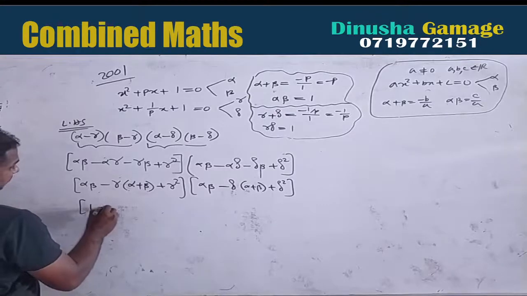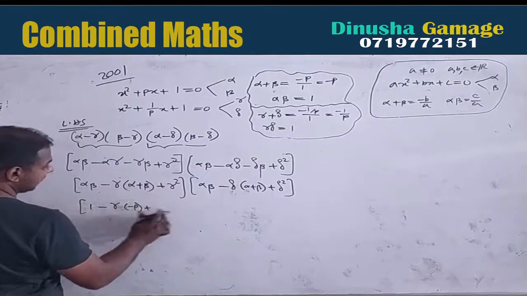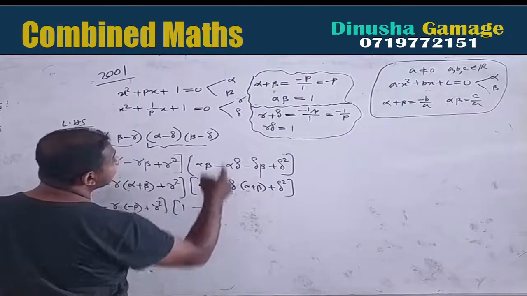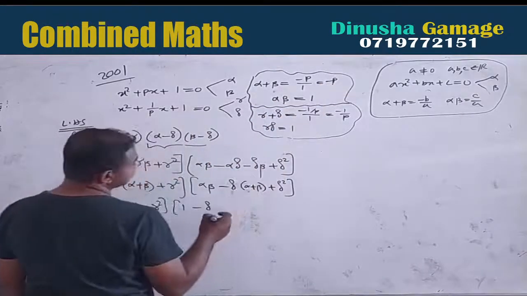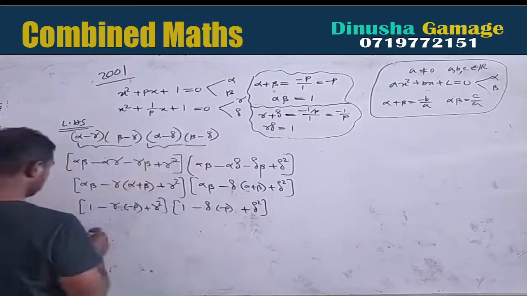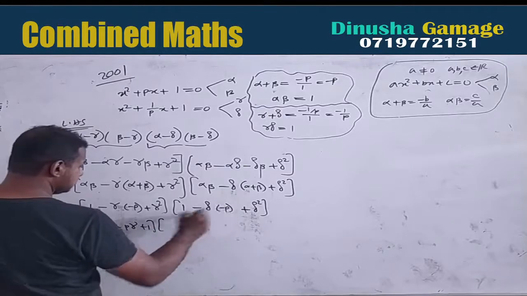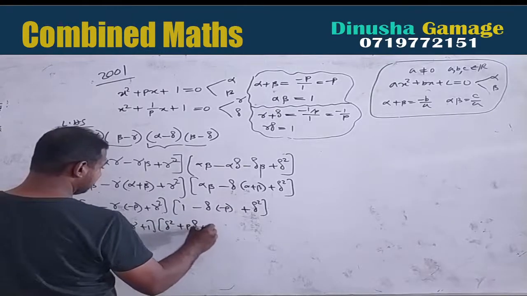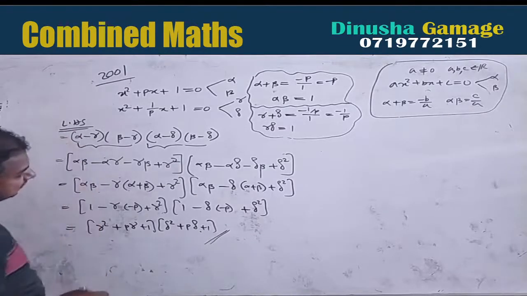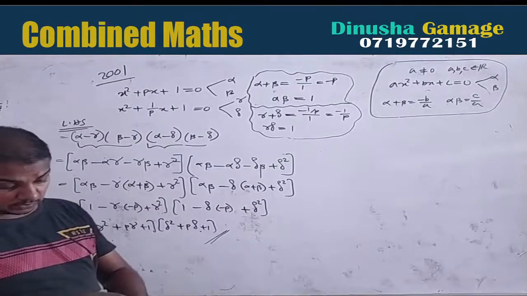Alpha beta is 1, minus gamma times alpha plus beta, which is minus p, plus gamma squared. Alpha beta is 1, delta into alpha plus beta, it's minus p, plus delta squared. Let's write down gamma squared plus p gamma plus 1, times delta squared plus p delta plus 1. We got the result, right? I simplified the left hand side and obtained the answer as they asked in the question 2001.